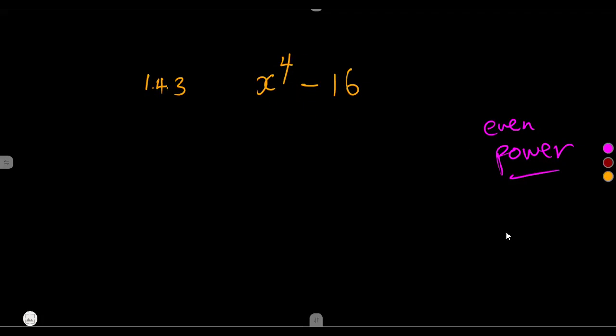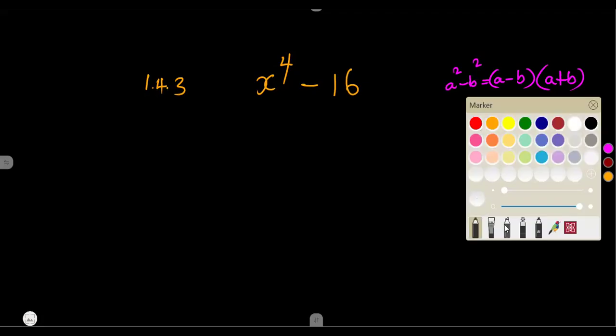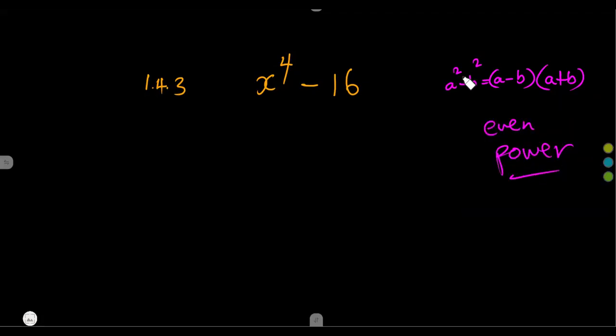Because we are working with what? 2. Remember, difference of 2 squares: A squared minus B squared is equal to what? A minus B into A plus B. So we are focusing there on the square. That's why I'm talking about an even power.